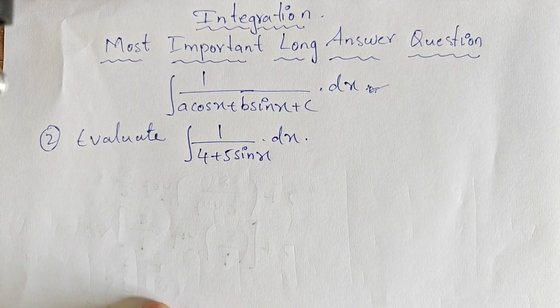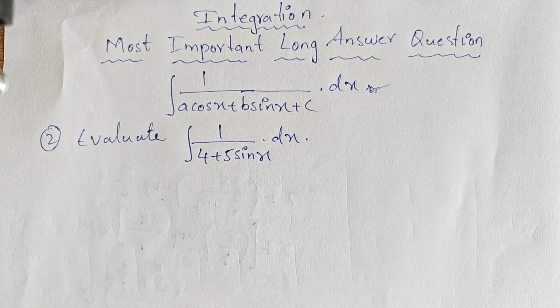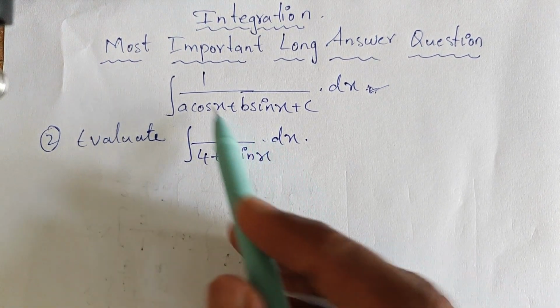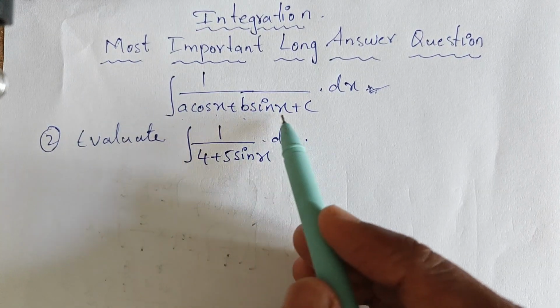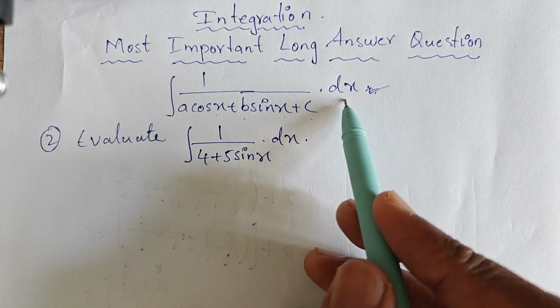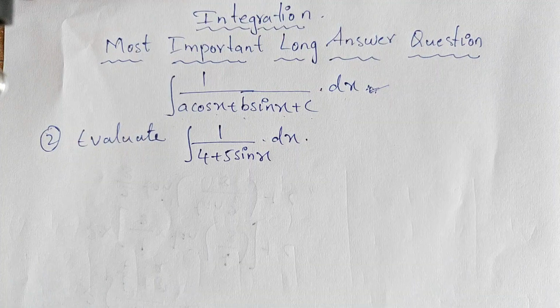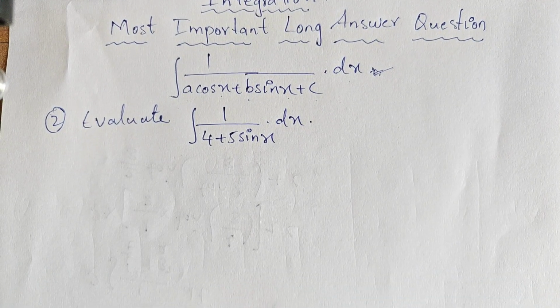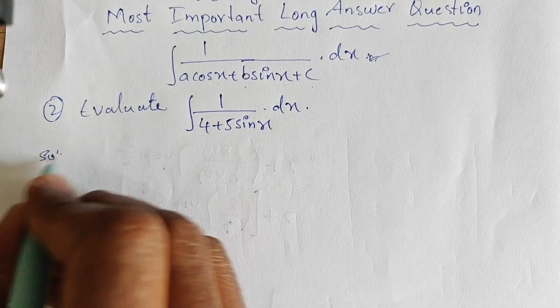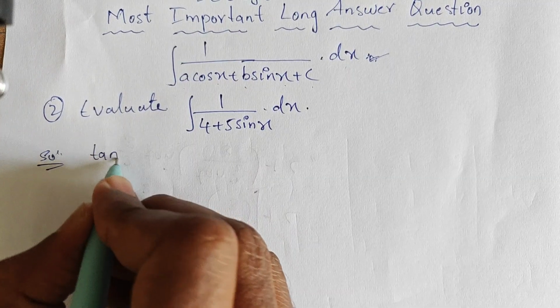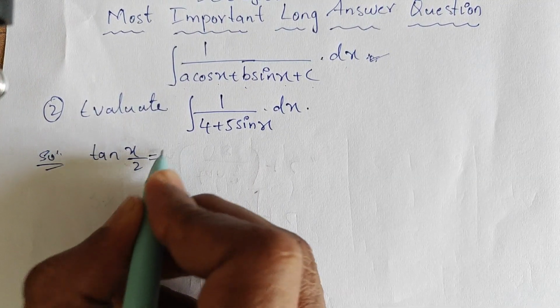ठीक है, तो पिछले वीडियो में हमने cos x को जैसे सॉल्व किया था, similar way we have to solve this question. Means what? Whenever we have the integral in this form 1 divided by a cos x plus b sin x plus c into dx, we have to consider some substitution. What the substitution is? We have to consider tan x by 2 equal to t.